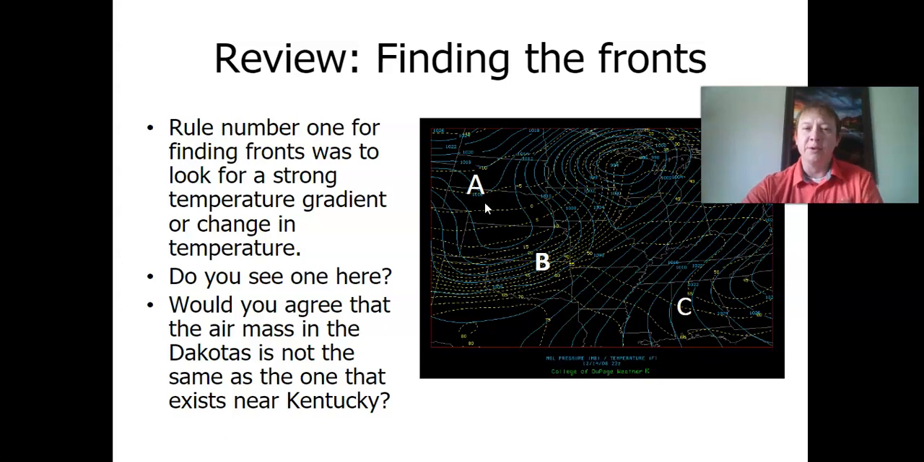Okay. So looking at the answers to those two questions, we can see the front is located right along B. We have this sudden temperature change between the Dakotas, where it's very, very cold, minus 10, minus 5, versus over here in Kentucky, where it's in the 50s. So there's a big temperature change. You can see all these lines closer together. That means that there's a temperature change right there.